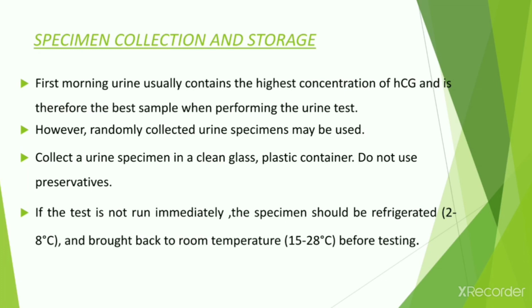Specimen collection. Early morning first urine usually contains the highest concentration of HCG and therefore this is the best sample. However, randomly collected urine can also be used. First, collect the urine in a clean glass or plastic container. Do not use any preservatives.